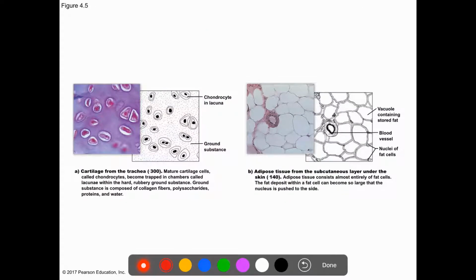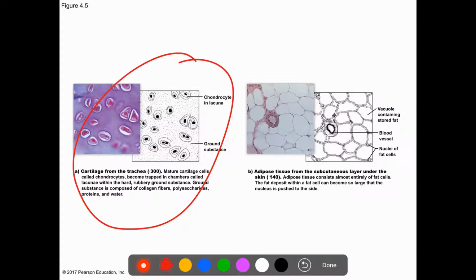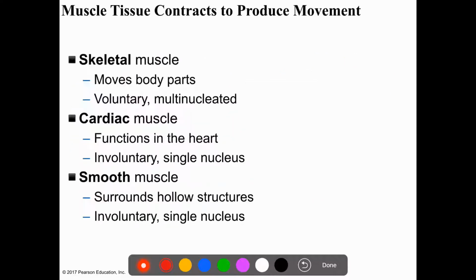Here are images of two different types of specialized connective tissue. This is the cartilage and this is the fat. I believe you are going to see them under the microscope when we meet in the lab. Okay, I will stop here, and I will continue in a second part of these videos.